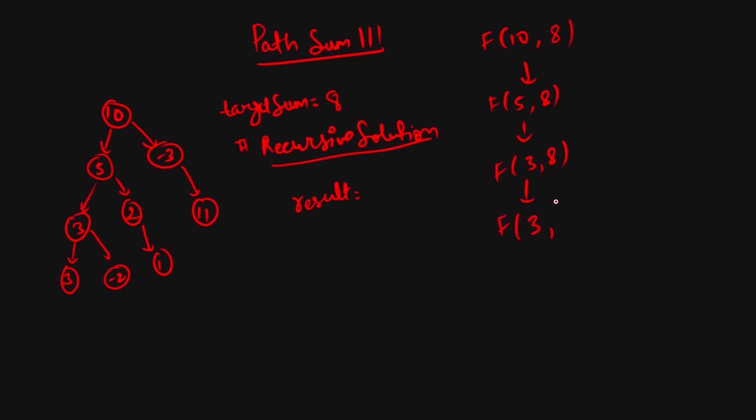This will be 3 and my sum becomes 5. Now if I do not include it, 5 is not equal to 0. If I include it, then 5 minus 3 is 2. So in both cases, whether I include it or not, this can't be a path.